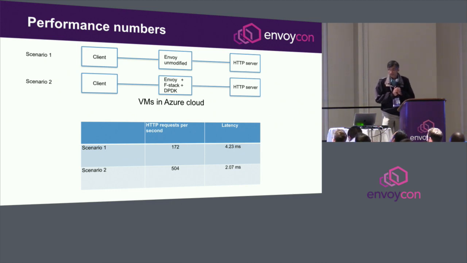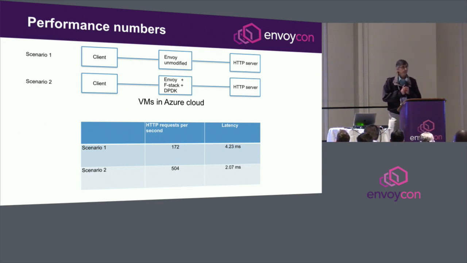In terms of requests per second, with the unmodified Envoy, we got about 172 with a latency of about 4 milliseconds. And with the Envoy with FStack and DPDK, that number was close to 500. And the latency was a little over 2 milliseconds.